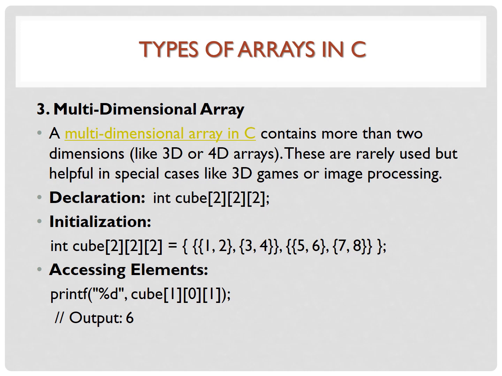That means layer 1, row 0, column 1, right? Initialization: int cube[2][2][2] having 8 values, right? And the way we access the elements in a multi-dimensional array, cube[1][0][1], the meaning is layer 1, row 0, column 1. So it accesses the value 6 in the matrix.